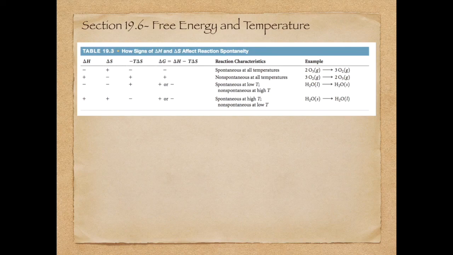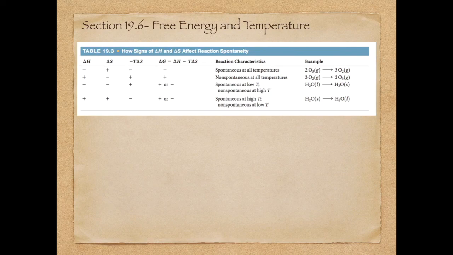Now, if your temperature is high, what that means is that your entropy change is going to be dictating what sign your delta G is. And since it's going to be positive and larger than the negative value of your delta H, that means that your reaction is going to be non-spontaneous.